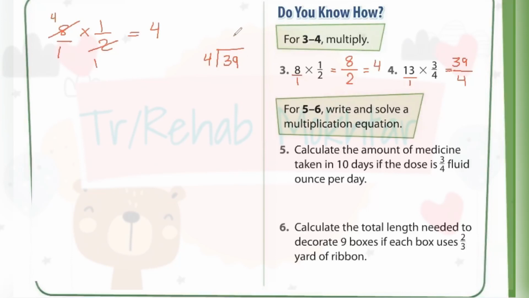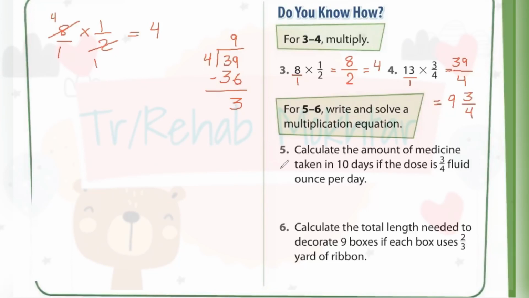39 divided by 4 equals 9. 9 times 4 equals 36. Now I will start to subtract. Remainder 3. So equals what, teacher? 9 and 3 out of 4.